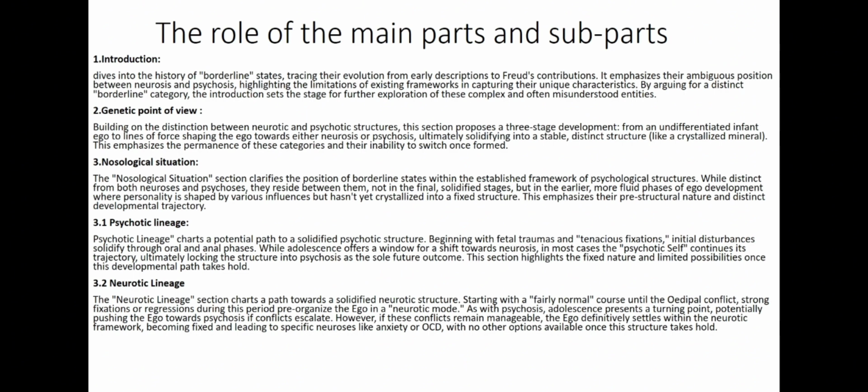Then the role of the main parts and subparts. The introduction dives into the history of borderline states, tracing their evolution from early descriptions to Freud's contributions. Then we have the importance of the genetic point of view, which builds on the distinction between neurotic and psychotic structures. Then the nosological situation, which clarifies the position of borderline states within the established framework of psychological structures, and which contains psychotic lineage and neurotic lineage.